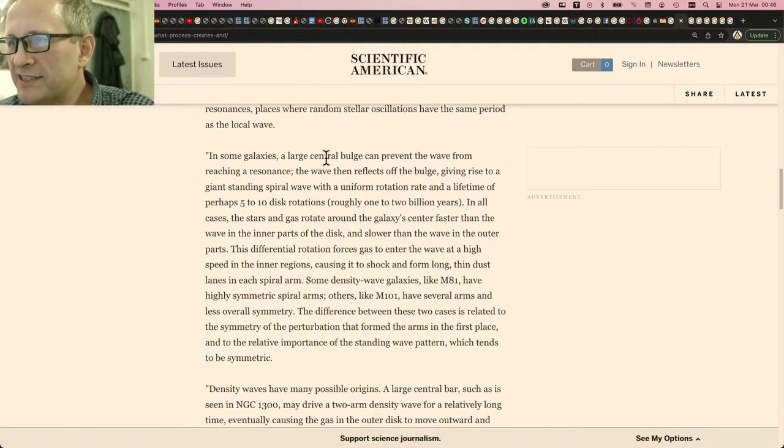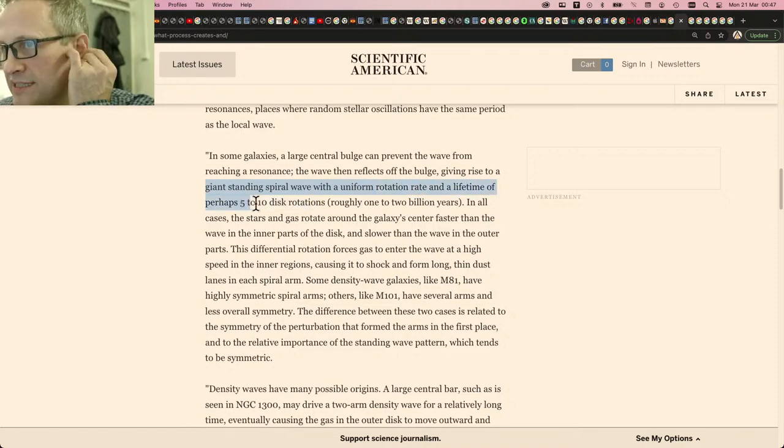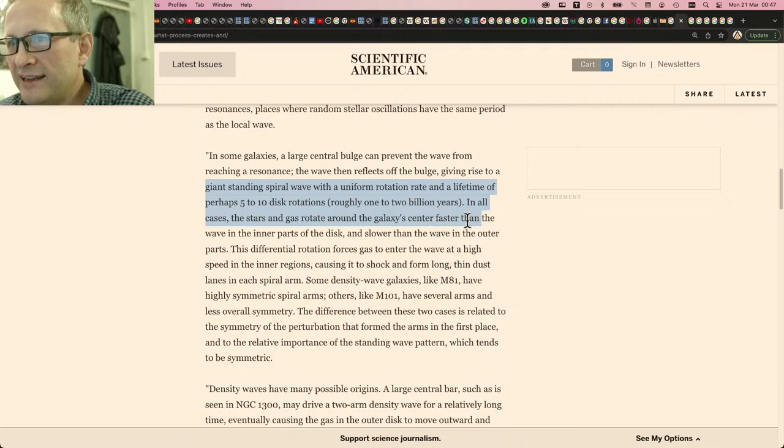In some galaxies, a large central bulge can prevent the wave from reaching a resonance. The wave then reflects off the bulge, giving rise to a giant standing spiral wave with a uniform rotation rate and a lifetime of perhaps 5 to 10 disk rotations, roughly 1 to 2 billion years. In all cases, the stars and gas rotate around the galaxy's center faster than the wave in the inner parts of the disk and slower than the wave in the outer parts.